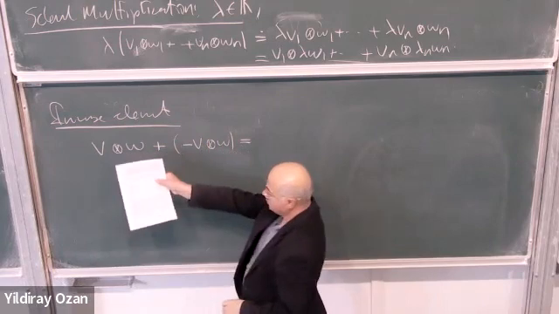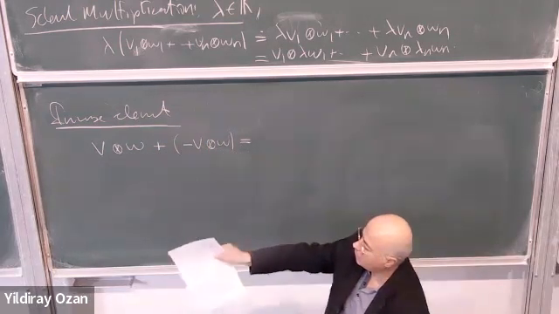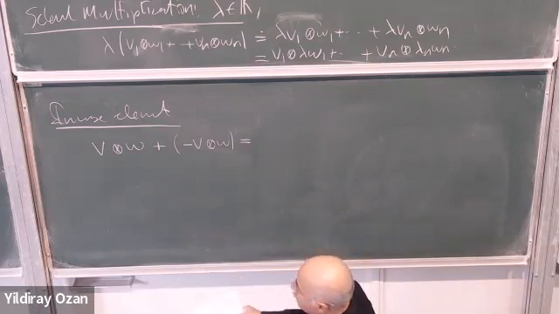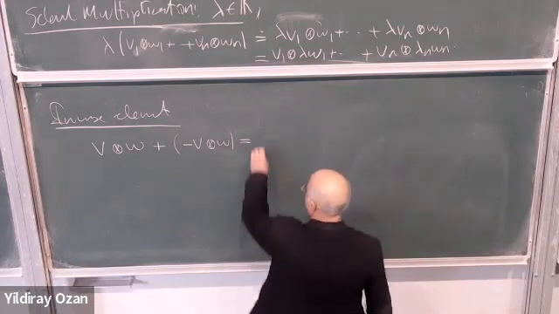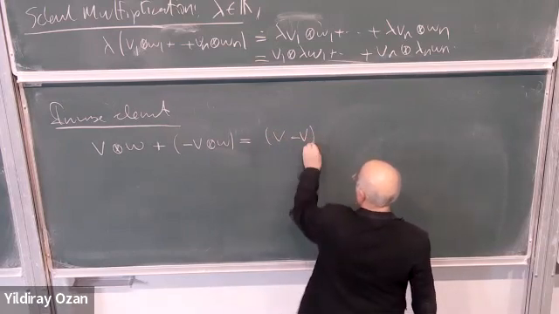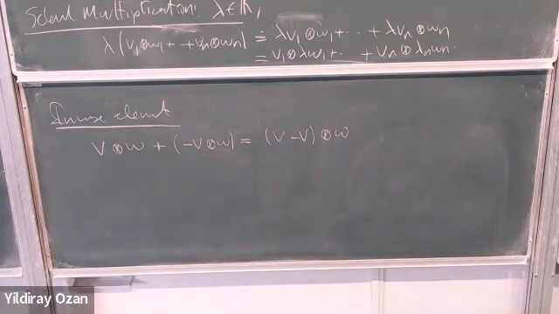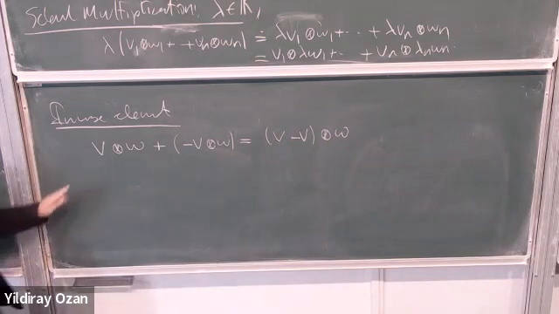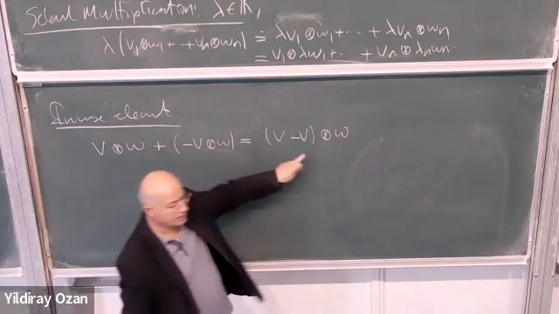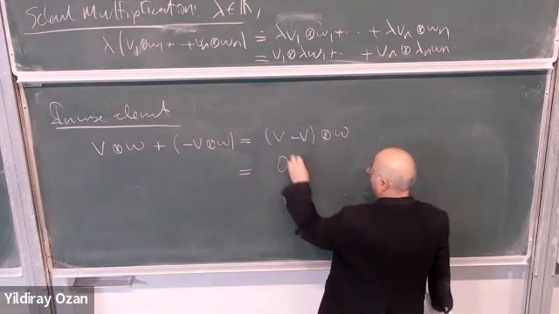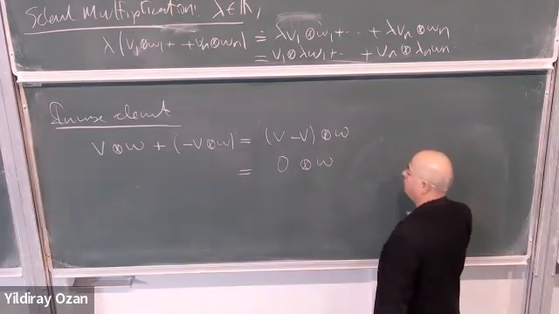Now, by our axiom, which one? Second one, this is just V minus V tensor W, right? If I have V1 plus V2 tensor W, it is V1 tensor W plus V2 tensor W. So this can be written like this, but this is just zero vector times this.